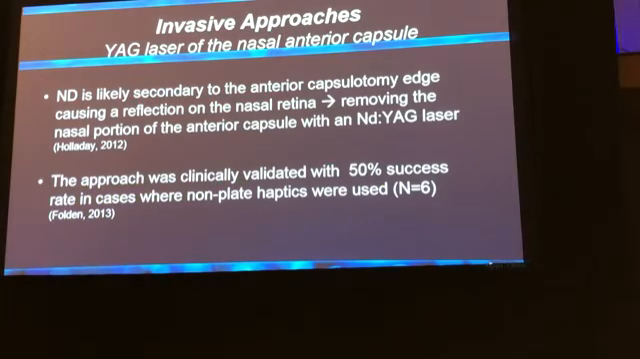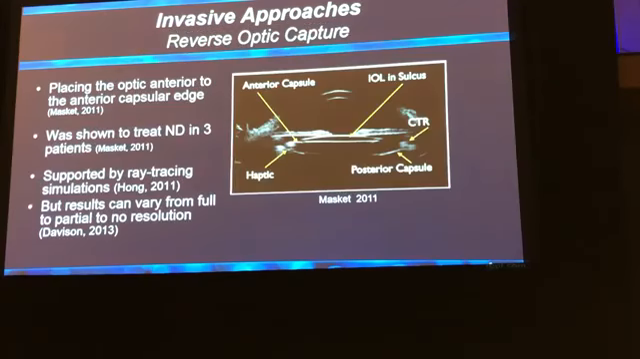For the invasive approaches, people have tried YAGing the anterior capsule, thinking that maybe the relationship between the anterior capsule that overlies the optic matters. So if we take the YAG laser and cut out part of the nasal anterior capsule, will that solve it? Well, some reports say yes, and some reports say no. I actually tried this on a handful of patients. It didn't work. So again, it's kind of up in the air.